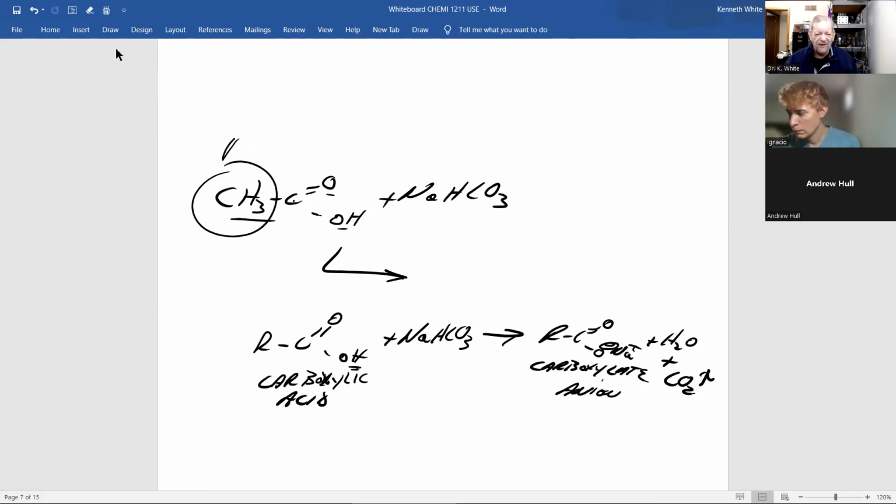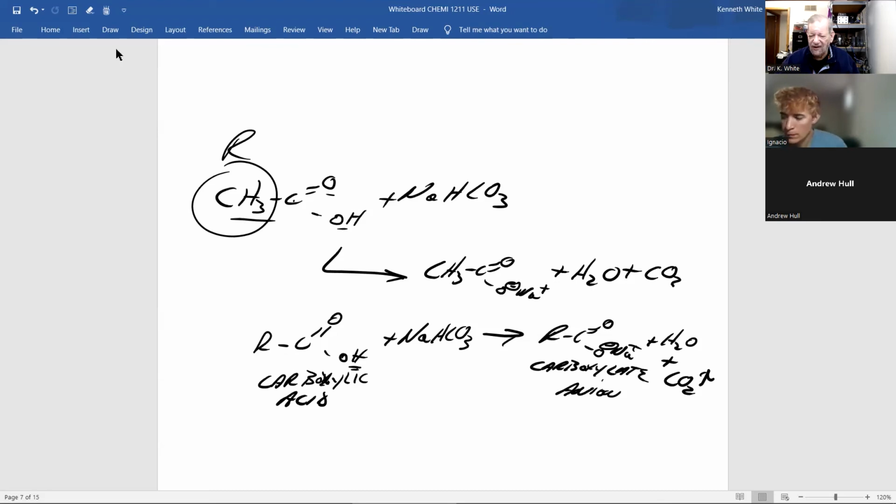So what's my R group? Methyl. So I'll get this carboxylate anion plus water plus carbon dioxide given off as a gas. Anybody see the significance or interesting aspect of that reaction?